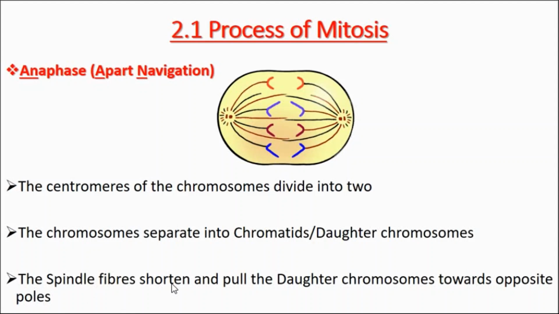Now the spindle fibers will shorten and pull these daughter chromosomes towards opposite poles. As you can see, this is one pole, this is one pole, and the spindle fibers are pulling them towards this pole, and these spindle fibers are pulling them towards this pole. So the spindle fibers are shortening and pulling the daughter chromosomes towards opposite poles.